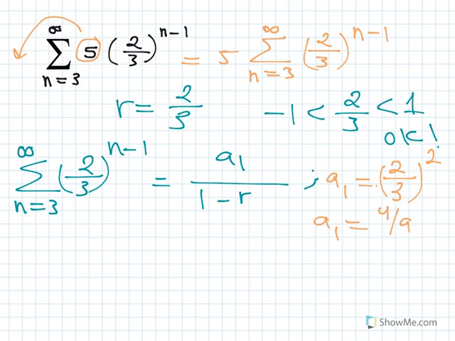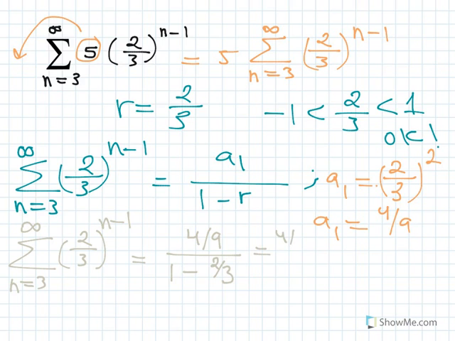So going back to the equation, we can write it like this. The sum from n equals 3 to infinity of 2 over 3 to the power n minus 1 becomes 4 over 9 over 1 minus r. And r, of course, is 2 over 3. So it's going to be 4 over 9 divided by 1 minus 2 over 3, which is 1 over 3. And after a little simplification, it will be 4 over 3.